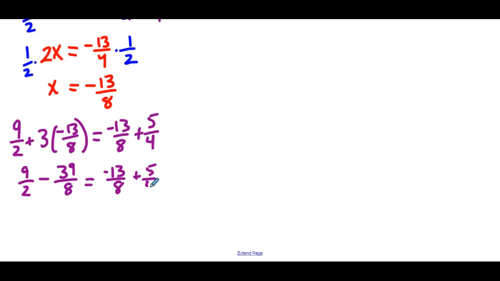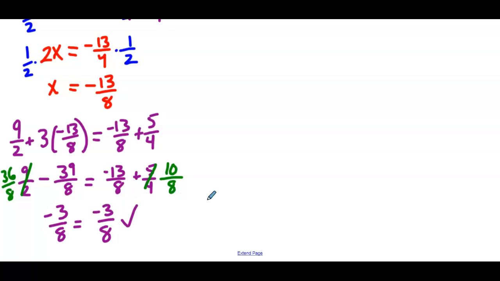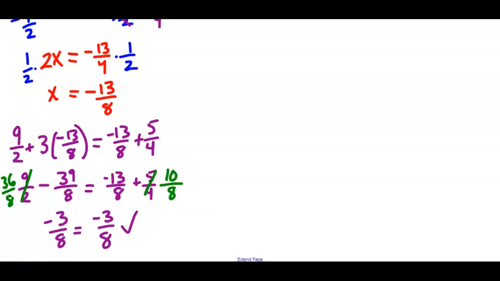plus 5 over 4. So common denominators here. This is going to become, multiply the numerator and the denominator by 4, so 36 over 8. And here multiply the numerator and the denominator by 2, so 10 over 8. So on the left side, that's negative 3 over 8. On the right side, negative 3 over 8. So that means that we did everything correctly. And again, always worth the time to check.